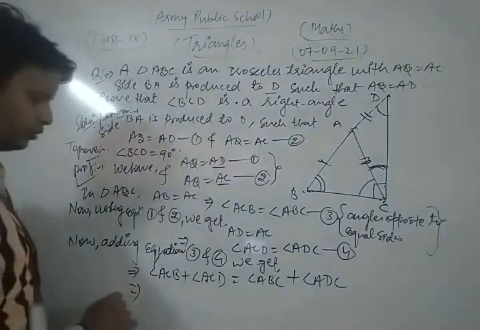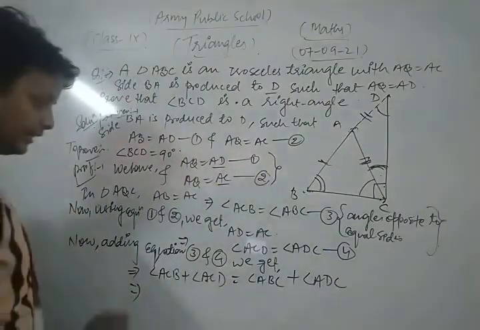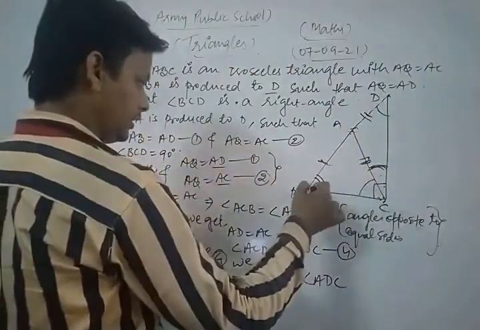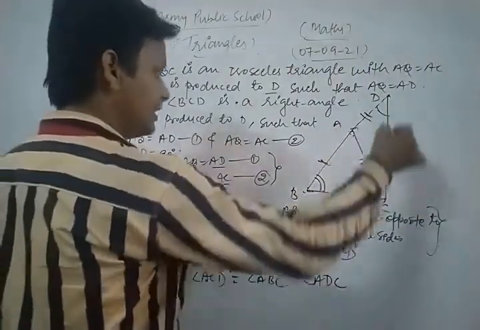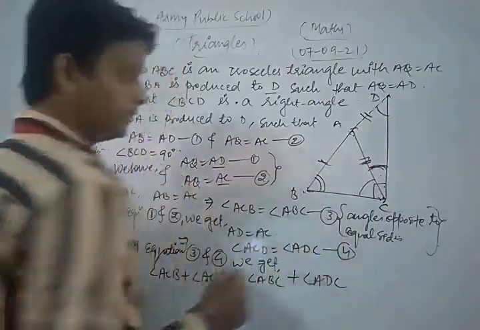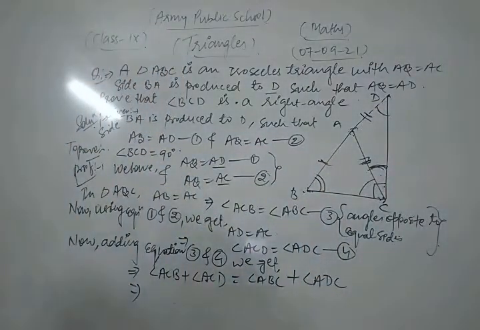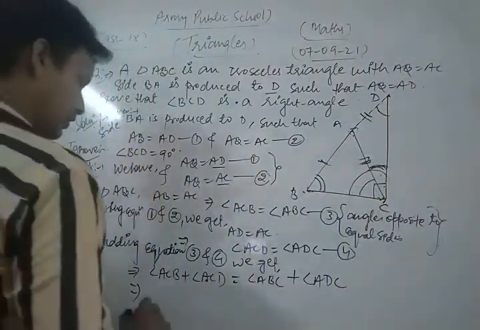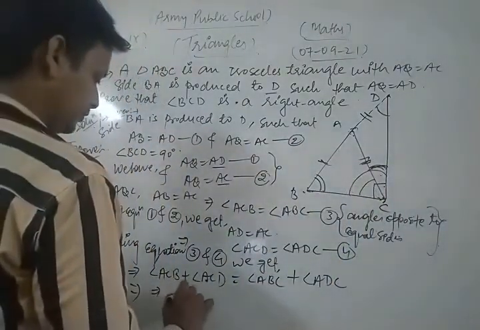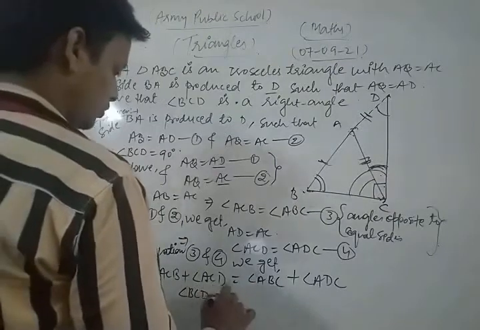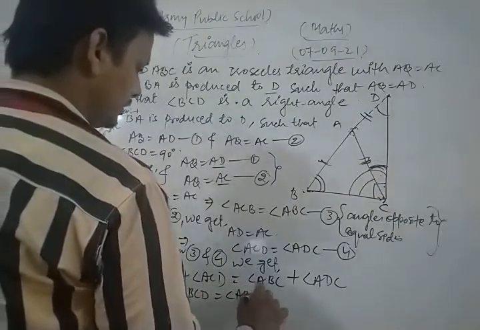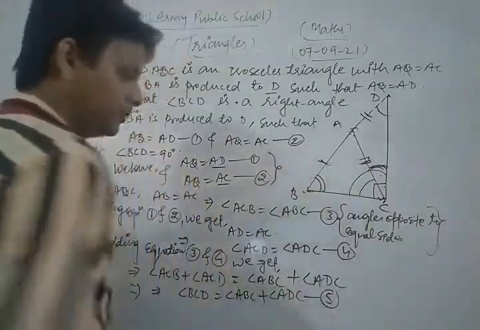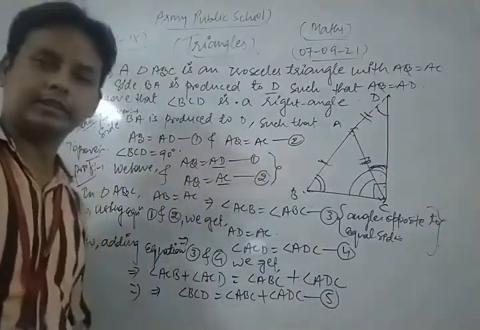From the figure it is clear that angle ACB and angle ACD together make angle BCD. So we can write angle BCD is equal to angle ABC plus angle ADC. We take this as equation number 5.